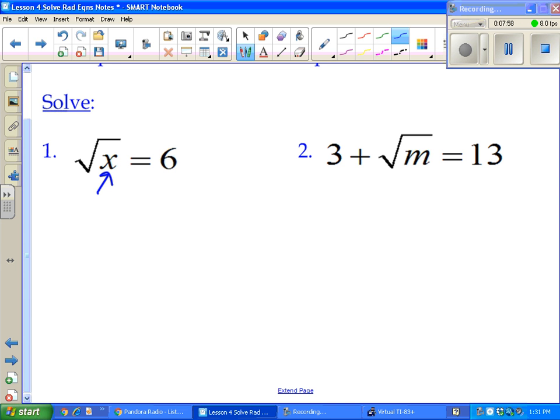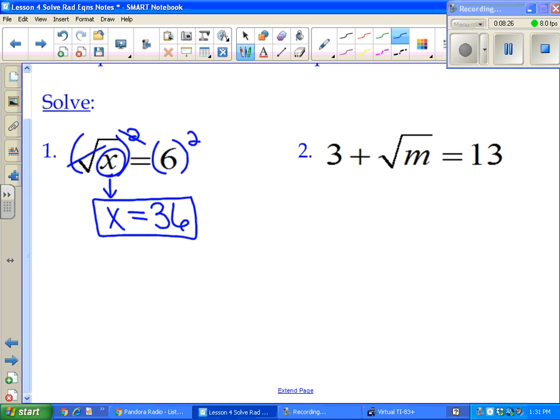But if we follow our strategy, the first thing that we would do is get the radical by itself. The radical is already by itself. The second thing we're going to do is square both sides, because if I do that to one side, I have to do it to the other side. When you square both sides, the square root and the square cancel each other, and whatever was underneath just comes out. So I get x, and 6 squared is 36. So you can work it out and get 36, or you can reason it out and also see that it's 36.